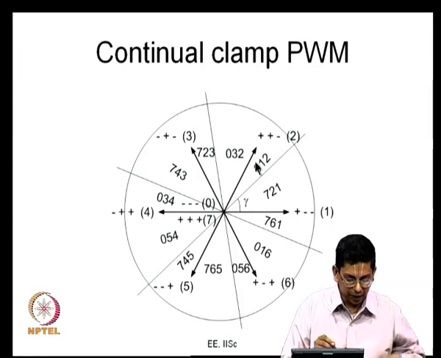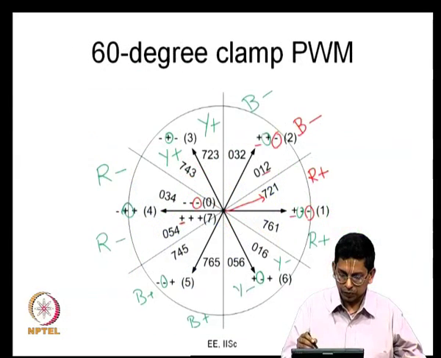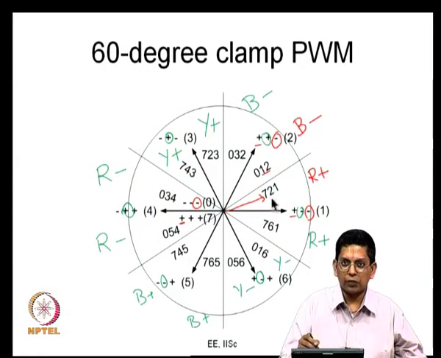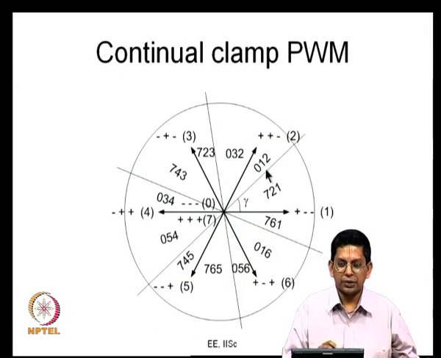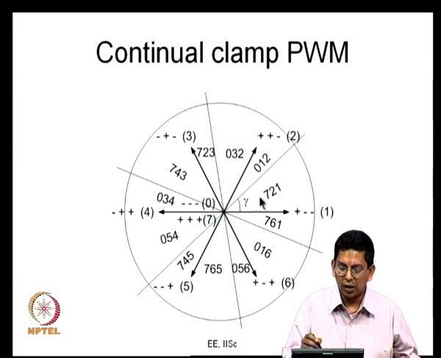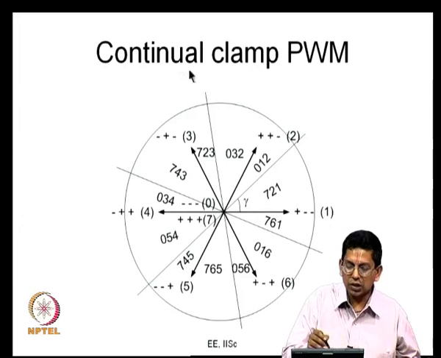In the case of 60 degree clamp, what we found was the changeover of 0 state occurred at the middle of the sector, that is gamma is equal to 30 degree. Now it does not have to be at gamma is equal to 30, it can be at any arbitrary gamma. Gamma can vary anywhere between 0 and 60 degree, and that is what you would call continual clamp.